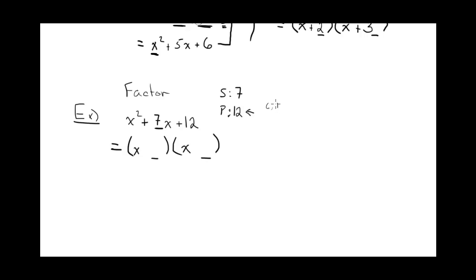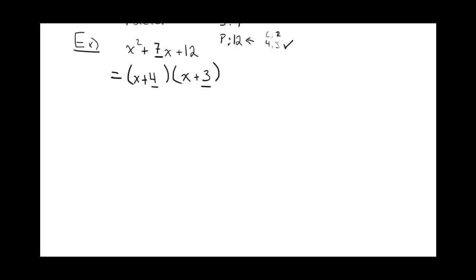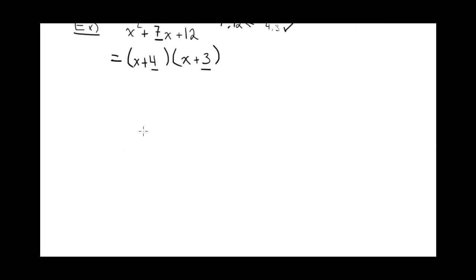Or sorry, 6 and 2. But 6 and 2 doesn't add to 7. Try 4 and 3. And 4 and 3 does add to 7, so that's it. It's 4 and 3. So plus 4, plus 3. And that's it. We factored it. You can check just by expanding and you should get back that. I won't do the check, but you could if you wanted.